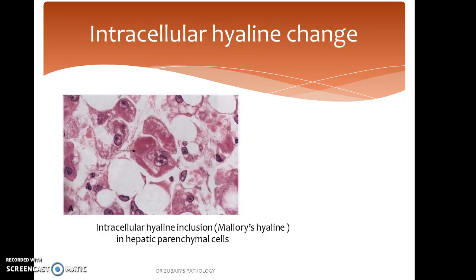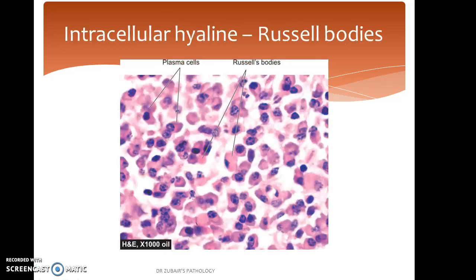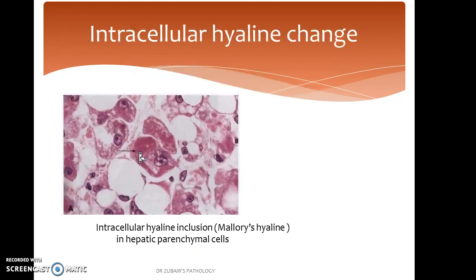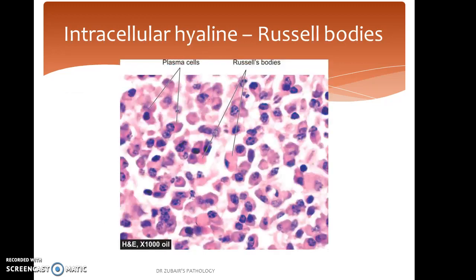So within the hepatocytes, what we find here is the intracellular deposit, which has the characteristic eosinophilic homogeneous appearance. These are nothing but the Mallory's hyaline bodies. Likewise, intracellularly within the plasma cells, what we find are Russell bodies.